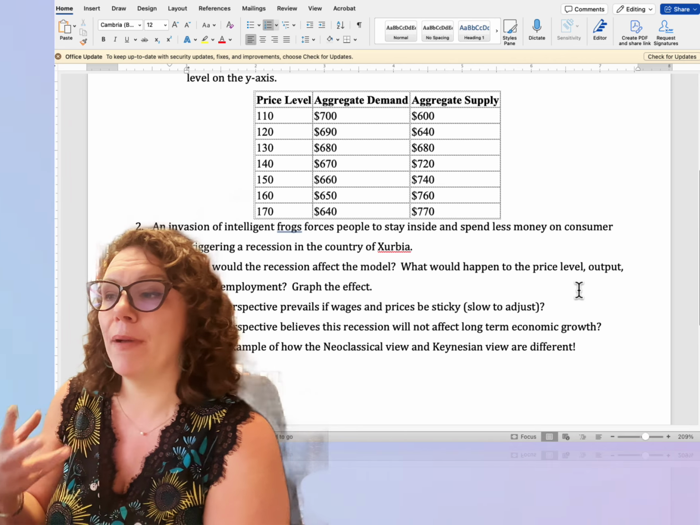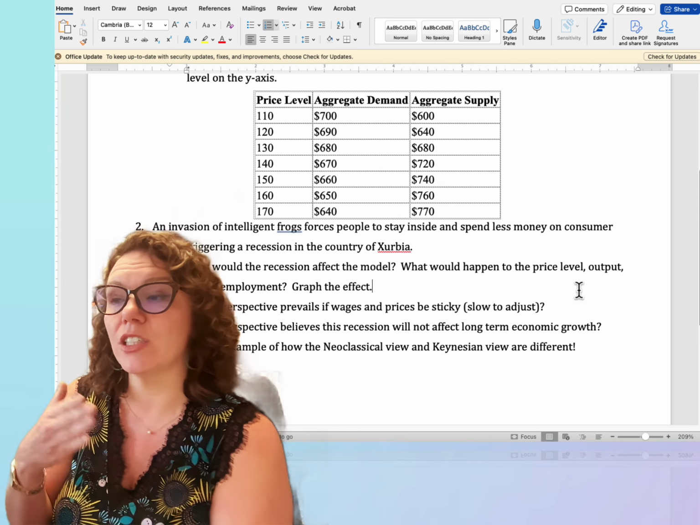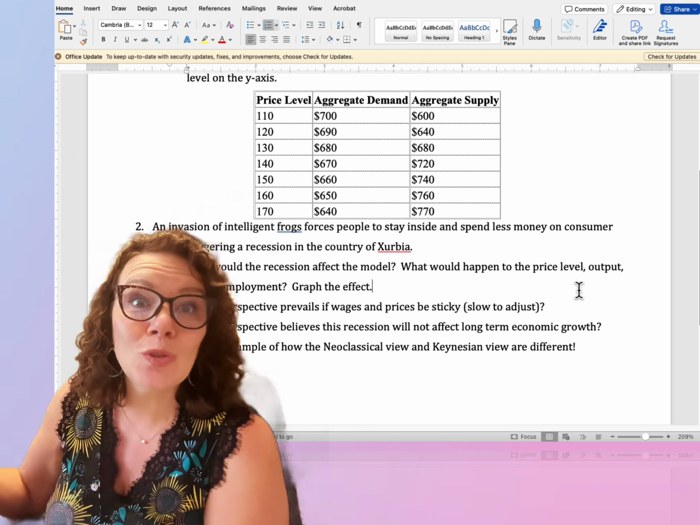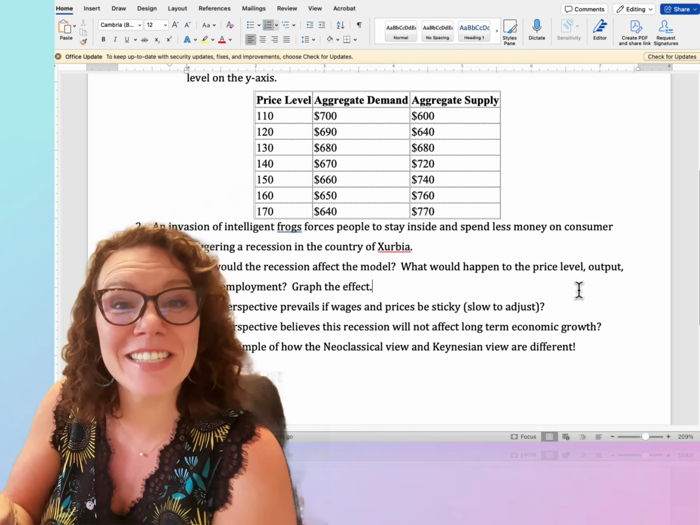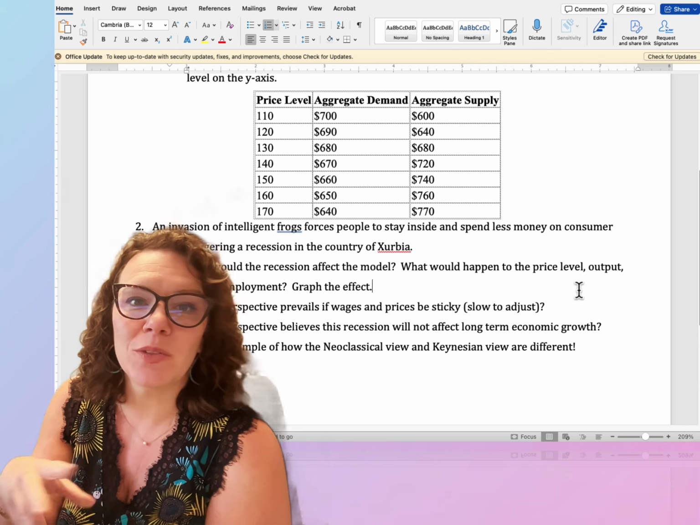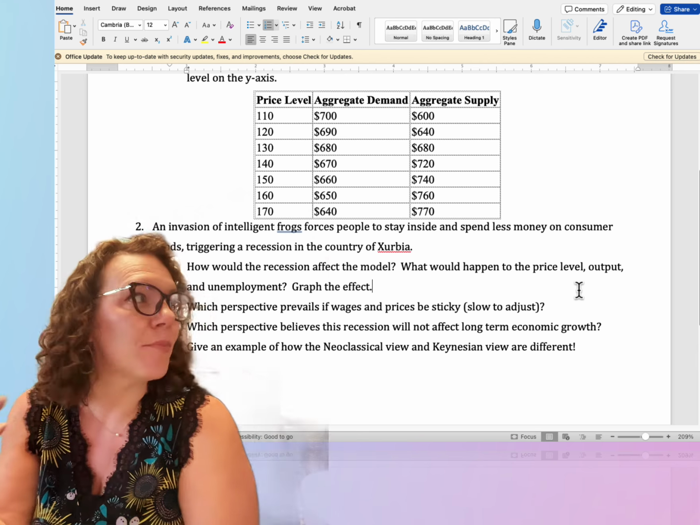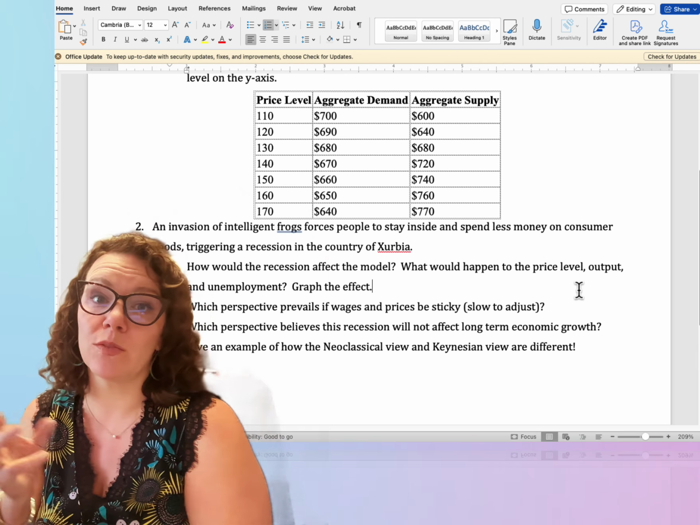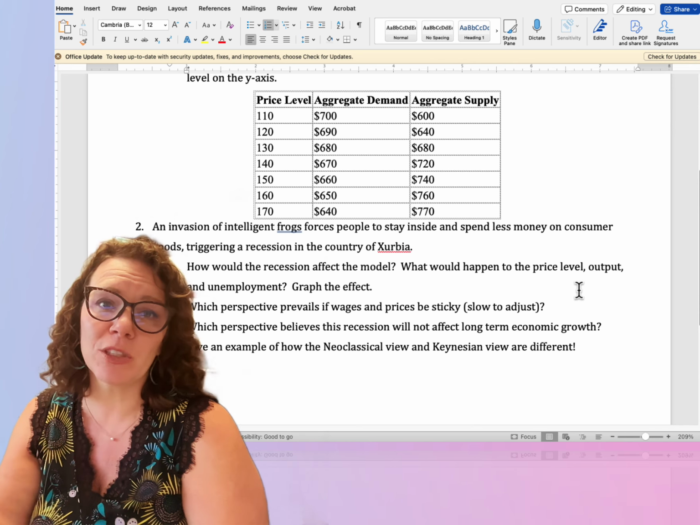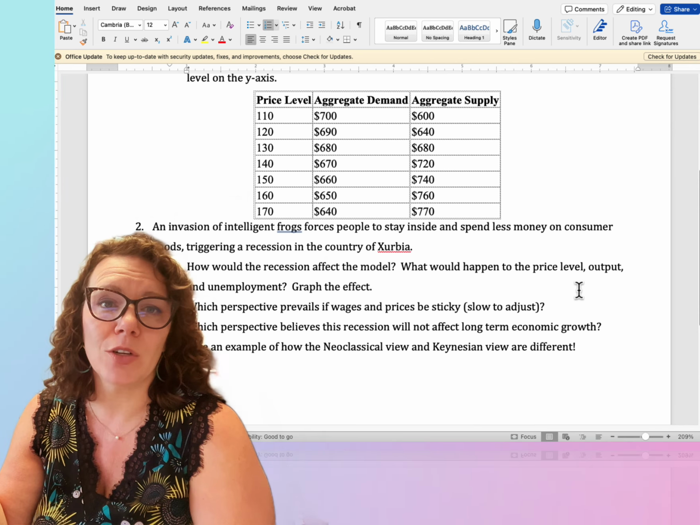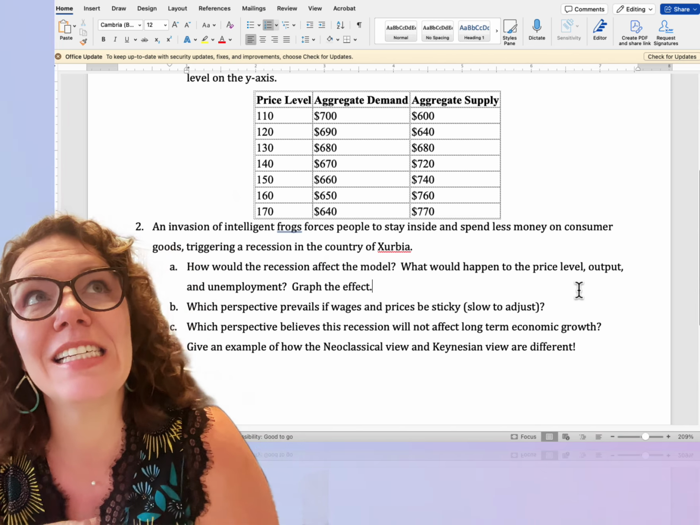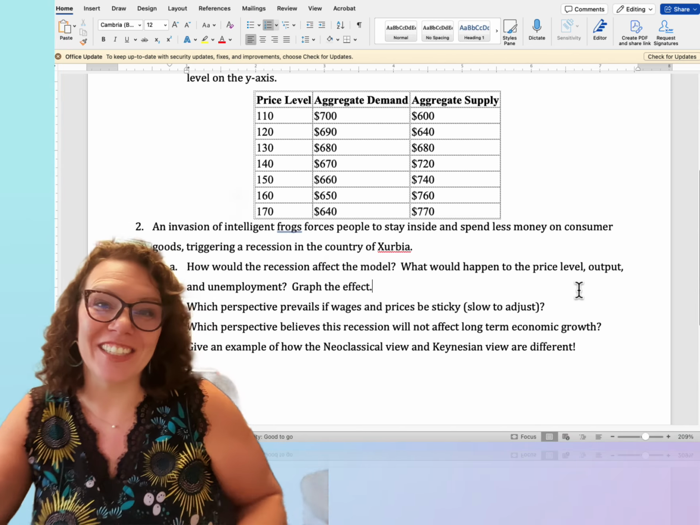And then we want to talk about what would happen if wages are sticky and prices are sticky. Whose perspective is that linked up with? Is that more Keynesian or neoclassical? Which perspective is going to assume this to be something that won't affect long-term growth versus who might think it would affect long-term growth? And then just kind of an example of how these two perspectives are different in terms of what they might see in this recession, but also what they might see as a solution to this recession.